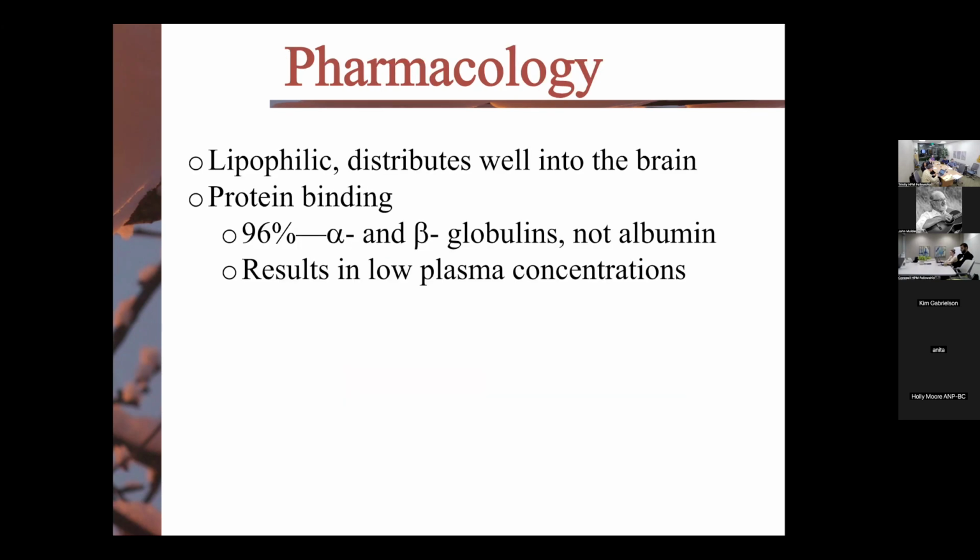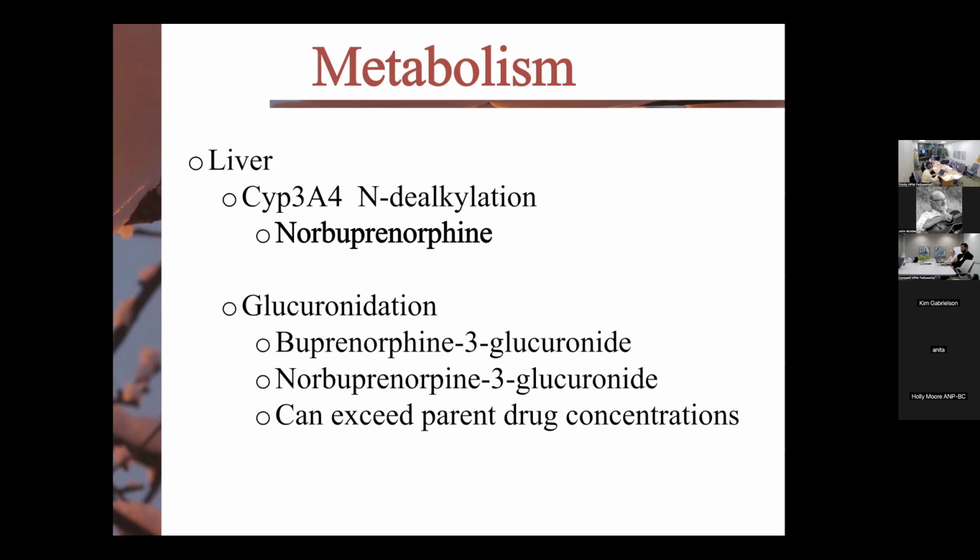So when we look more at what happens in the body, it is lipophilic, so it distributes well to the brain, and then it's protein binding. So you get a lot of it bound right to the alpha and beta globulins, but not to albumin. So this really results in low plasma concentrations. In the liver, it is metabolized by CYP3A4 into norbuprenorphine, which we'll talk more about. It's also glucuronidated into these other three metabolites. So you can actually see more of the metabolites in the system than the buprenorphine itself.